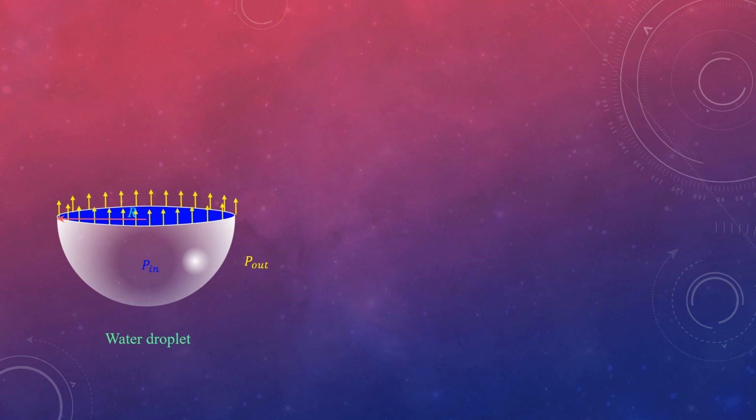So the force due to surface tension can be written as surface tension multiplied by the length along which it acts, which is 2 pi r. The pressure P out is applying force on the interface in the direction similar to the surface tension. So we can write force due to P out as P out into area pi r square. The pressure P in is applying force on the interface in the direction opposite to the surface tension. So we can write force due to P in as P in into area pi r square.